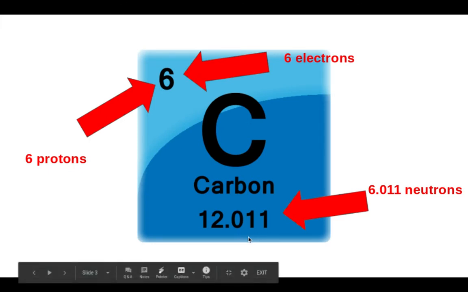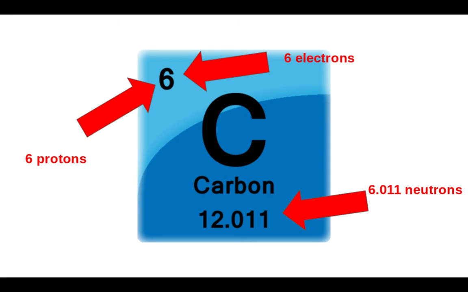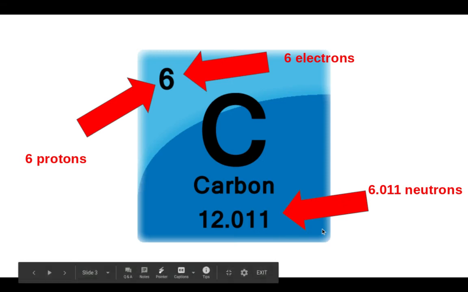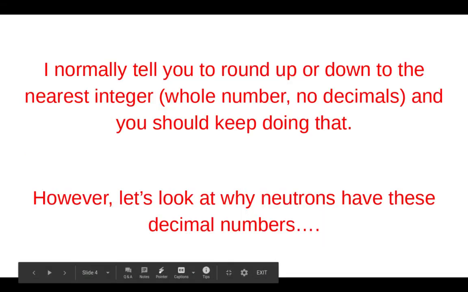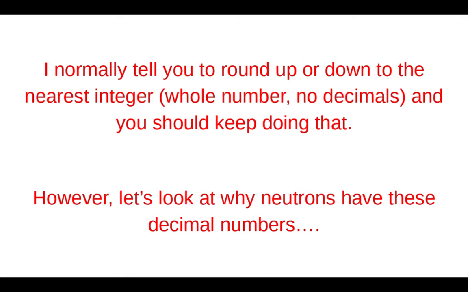Because how can you have a point of a number? How can you have half a neutron, or 0.011 of a neutron? How is this possible? So I normally tell you to round up or round down to the nearest integer, which is the whole number. I always say avoid the decimals. And to be honest, you should keep doing that. I don't want you to stop doing that, but I am going to explain why that is technically wrong, okay? So let's look at why neutrons have these decimal numbers.